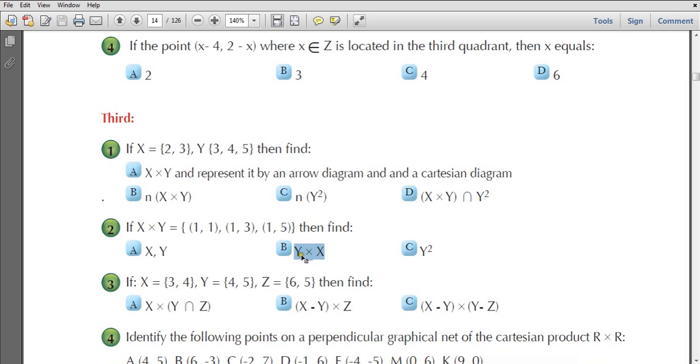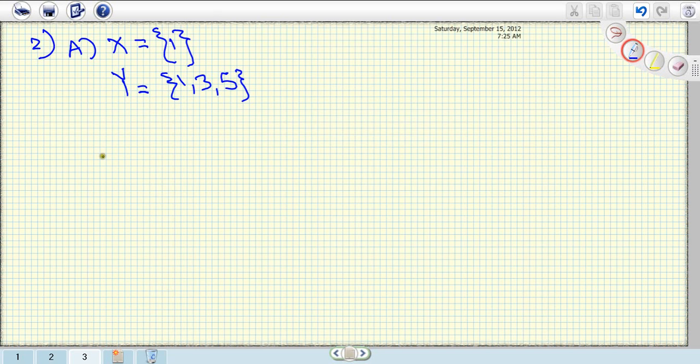Letter B says the Cartesian product of y and x. I think all of you know the difference between the Cartesian product of x and y and the Cartesian product of y and x. We are gonna switch the ordered pairs. So the first ordered pair in the Cartesian product y and x is 1 and 1. And the second one is 3 and 1, and the last one is 5 and 1. Okay, I'm gonna write them here. The Cartesian product of y and x: the first one is 1 and 1, 3 and 1, and the last one is 5 and 1.